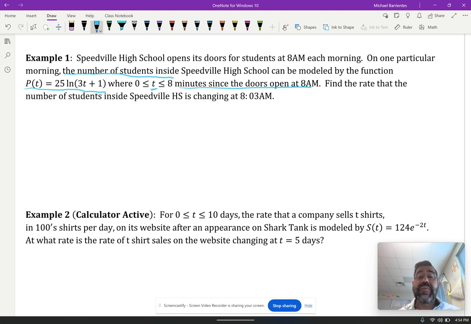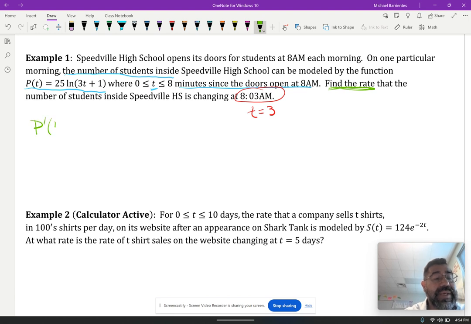Well, they want to know what's the rate of the number of students inside is changing at 8:03, so 3 minutes later. So this is here to tell us when we're going to investigate this rate. We're going to investigate this at t equals 3. Why? Because t stands for the number of minutes since the doors opened at 8 a.m. This is 8:03, so that would be 3 minutes later. But I want to emphasize we're looking for the rate. So we're looking for a derivative. We're looking for the derivative of P.